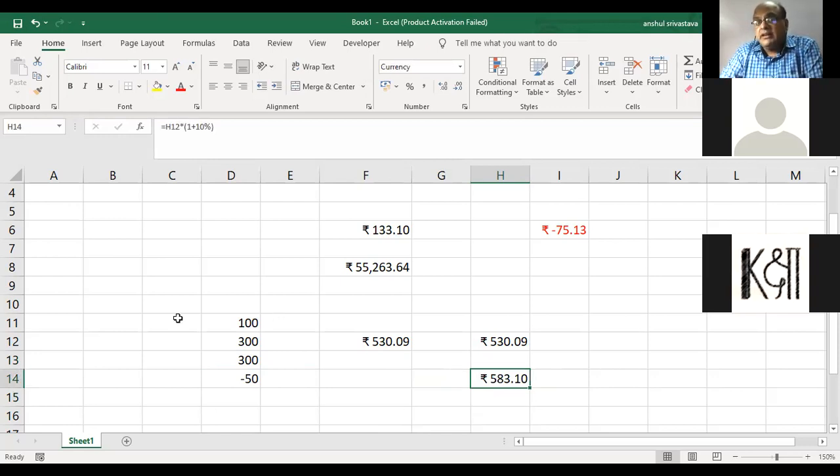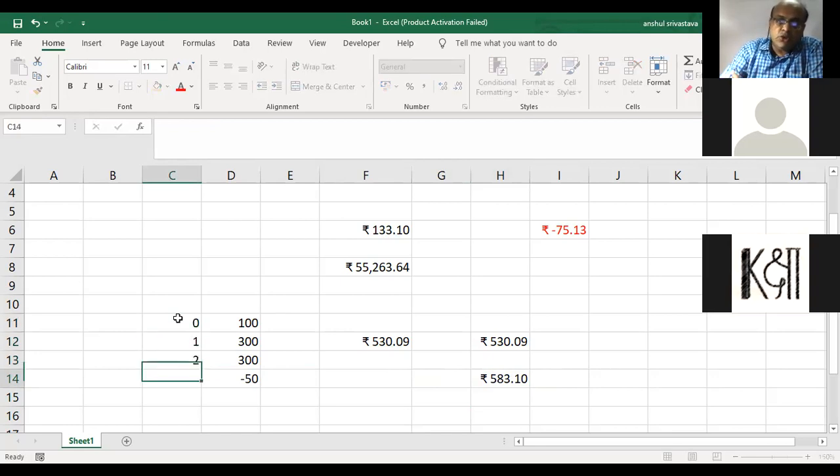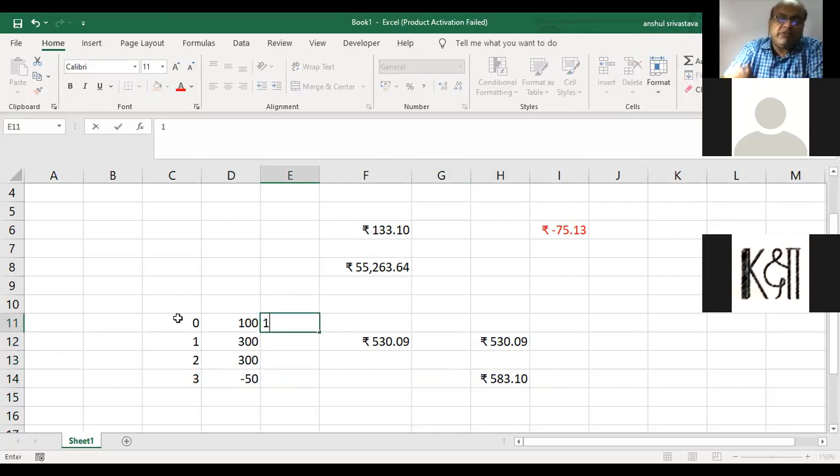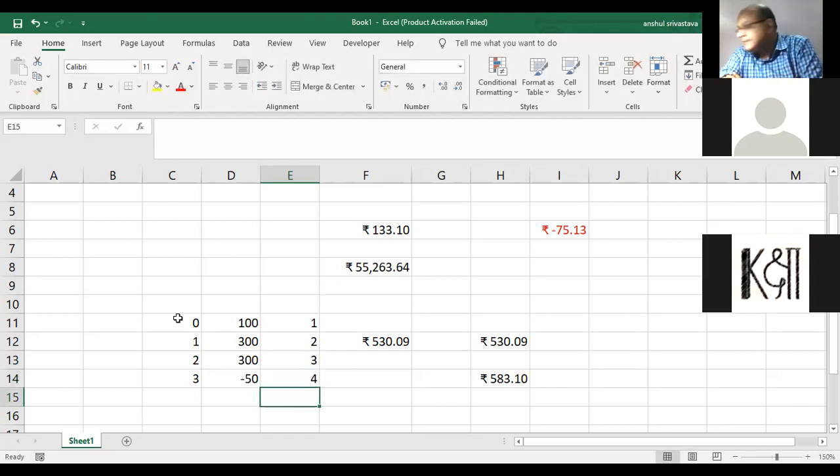If 100 is at time 0, 1, 2, and 3, and 530.09 when it is at time 1, 2, 3, and 4, after 1 year, after 2 years, after 3 years, and after 4 years. Are we clear about this?